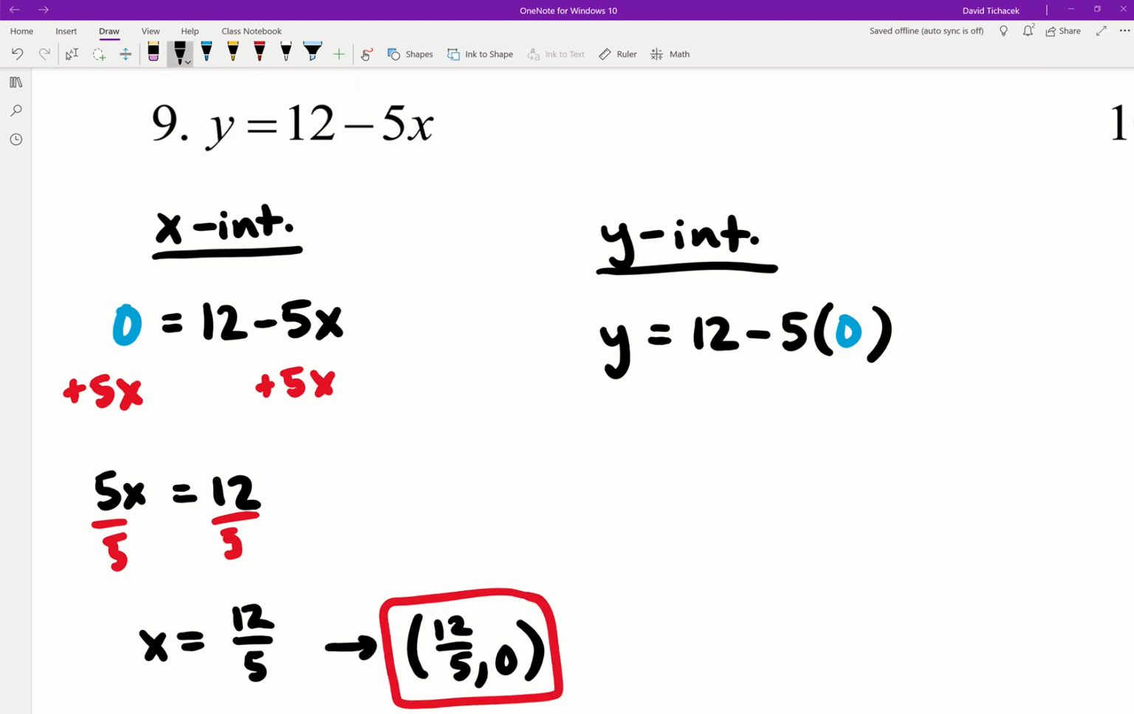For the y-intercept, very, very simply here, 5 times 0 would just make 0. And then 0 minus 12 would just simply make a 12. And so that would correspond to a point with coordinates 0, 12, and that would be your y-intercept.